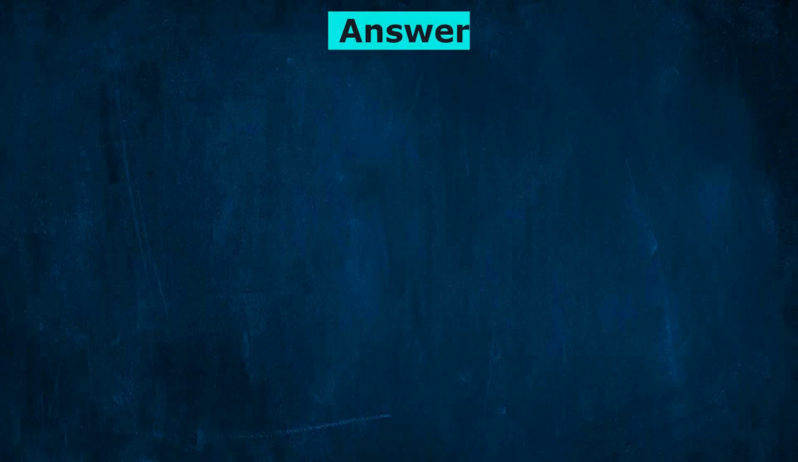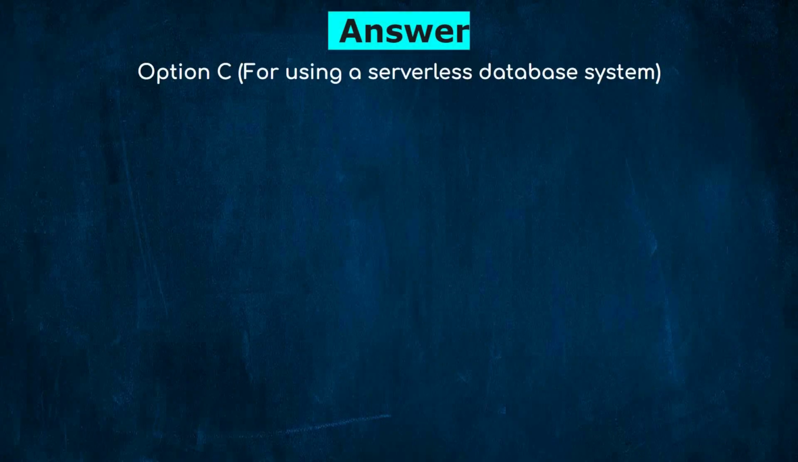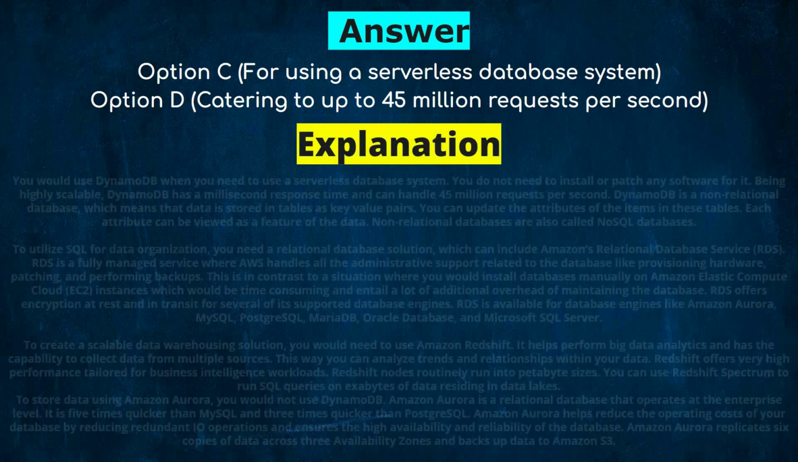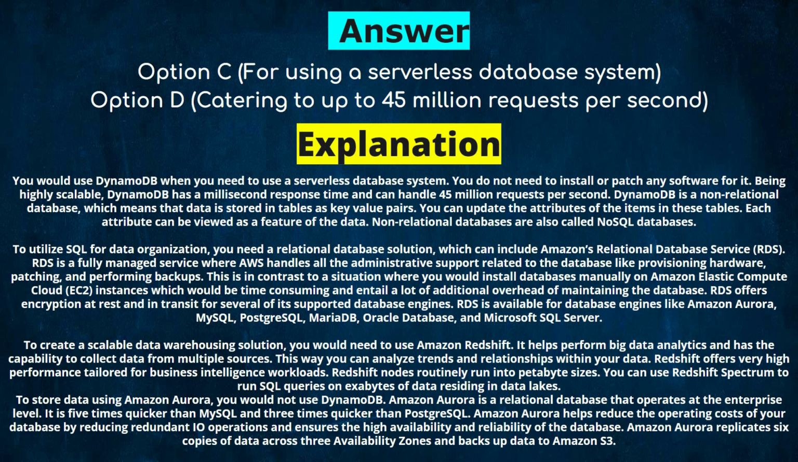And the correct answer is option C, for using a serverless database system, and option D, catering to up to 45 million requests per second. Explanation. You would use DynamoDB when you need to use a serverless database system. You do not need to install or patch any software for it. Being highly scalable, DynamoDB has a millisecond response time and can handle 45 million requests per second.